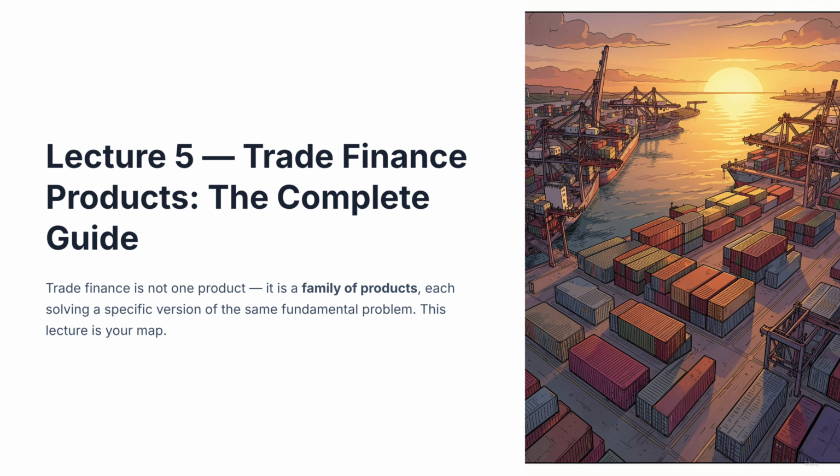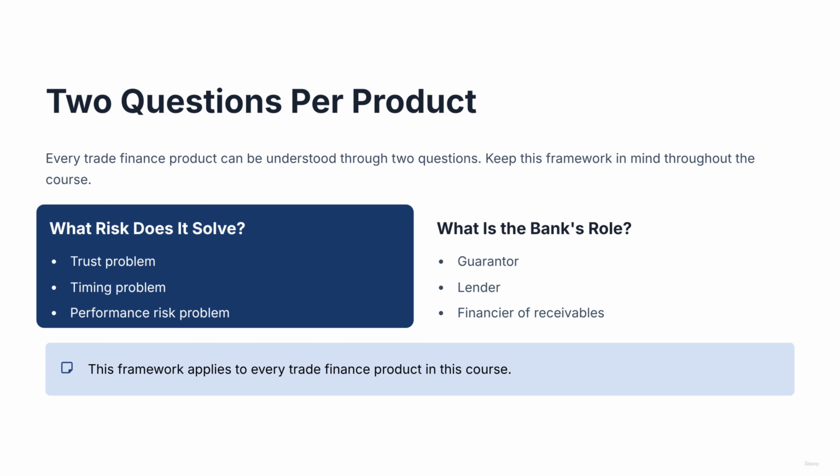Before we go through each product, here is a framework to hold in your mind. Every trade finance product can be understood through 2 questions. First, what risk is it solving? Is it a trust problem, a timing problem, or a performance risk problem? Second, what is the bank's role? Is the bank acting as a guarantor, a lender, or a financier of receivables? Keep these 2 questions in mind as we go through each category.